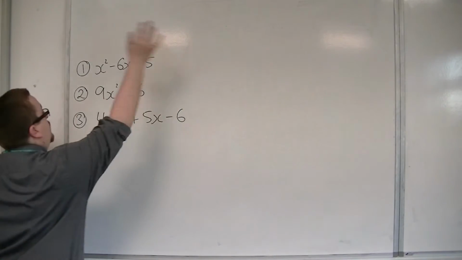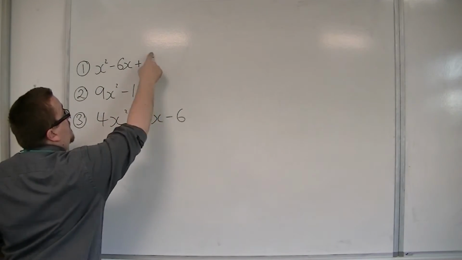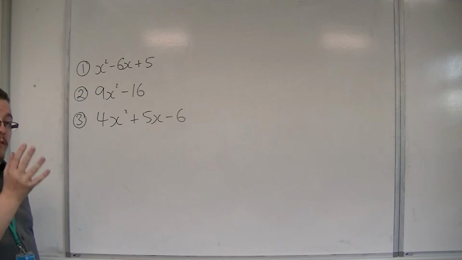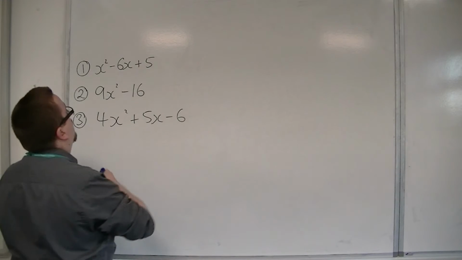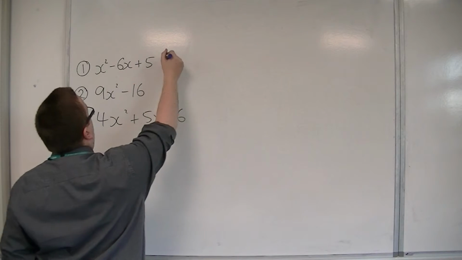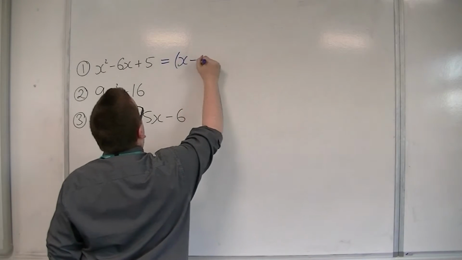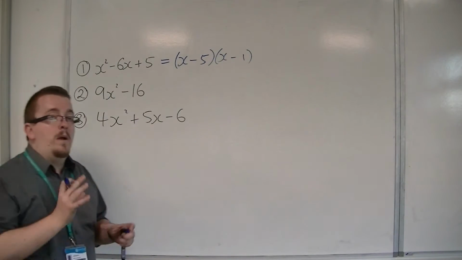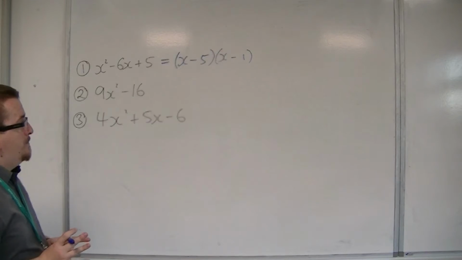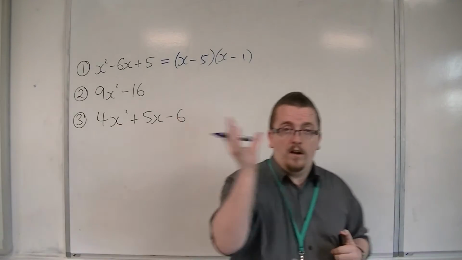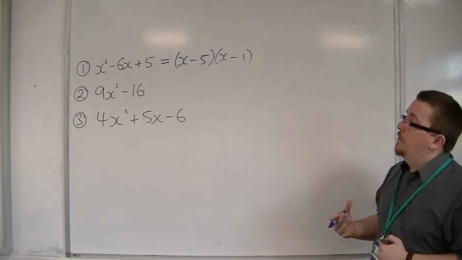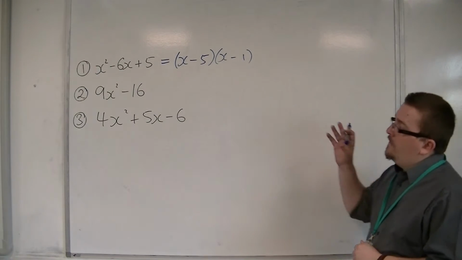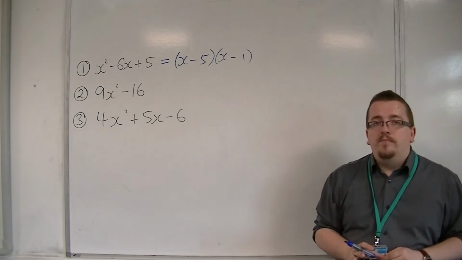So this, you're looking for 2 numbers that multiply together to make the 5, but add together to make minus 6. So that would be minus 5 and minus 1. They multiply together to make 5, but add together to make minus 6. So x minus 5 and x minus 1. Okay? We should be at a stage where we are able to factorise a quadratic like that. If not, there are videos that I've worked through on more factorising, so you can get a little bit more practice.